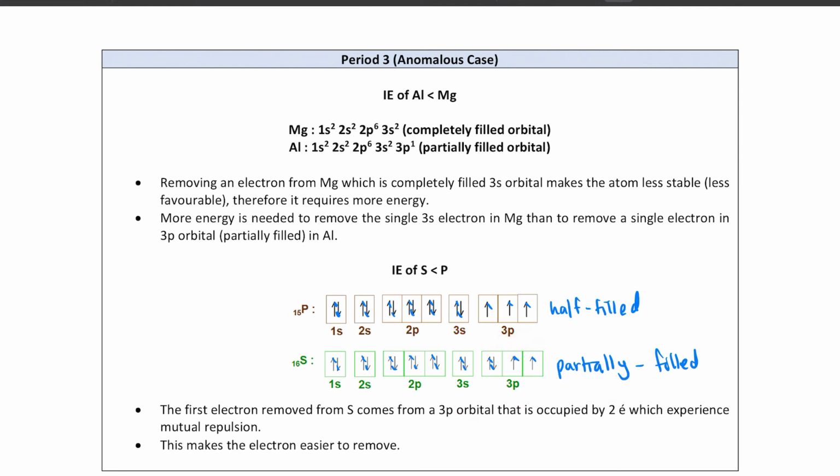Okay. Alright, so basically saya rasa kita dah settle about ionization energy sebab kita dah discuss dia punya definition. Okay, so trend across the period down the group, and kita juga dah discuss anomalous case for ionization energy.